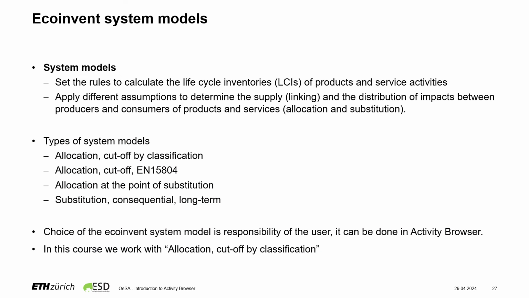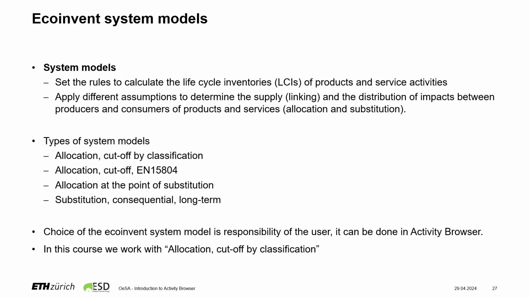So Ecoinvent has a number of system models. Basically, a system model sets the rules to calculate life cycle inventories of products and services. It applies different assumptions on how to link the processes in the supply chain and how the impact should be allocated to producers or to consumers.